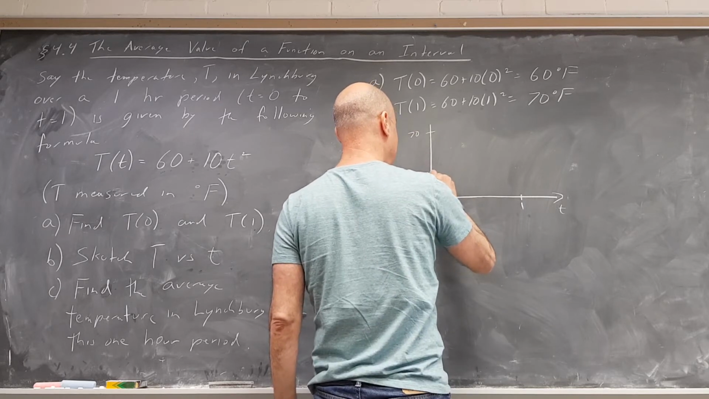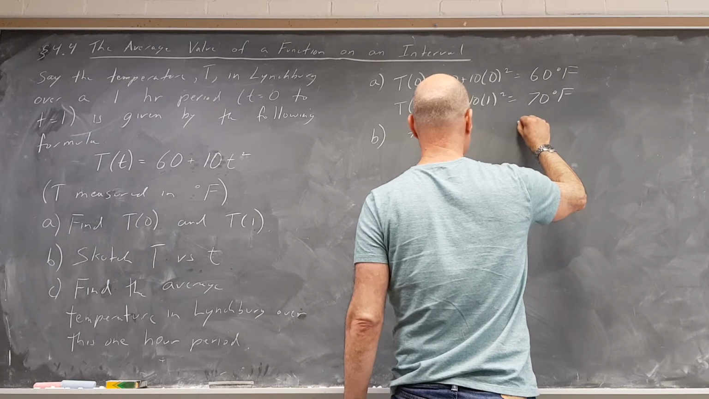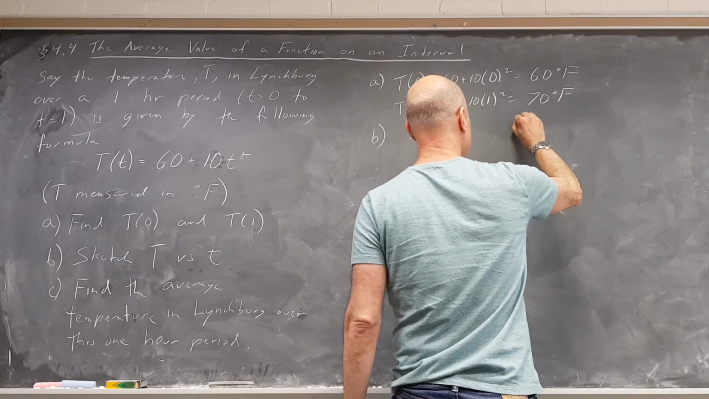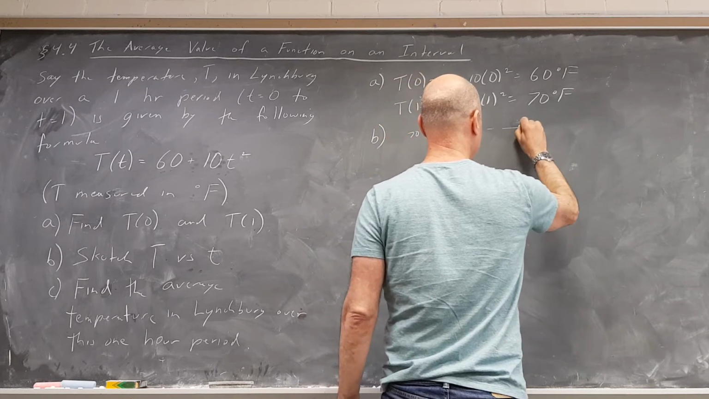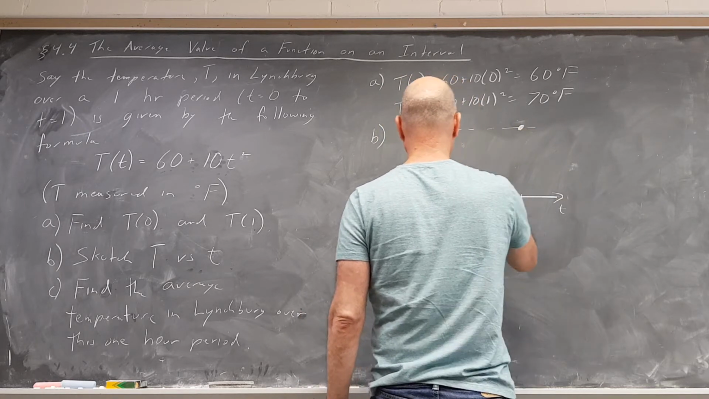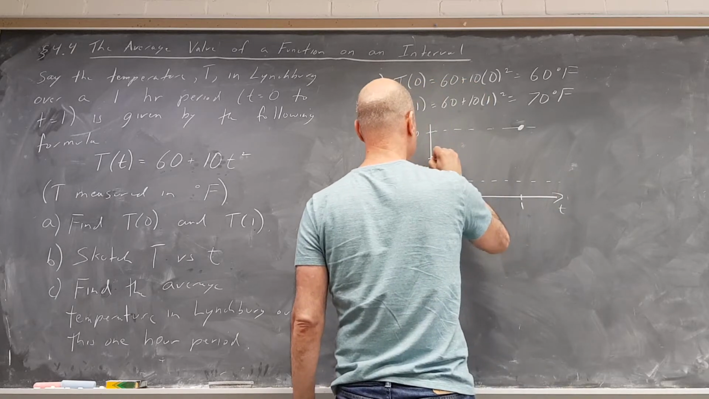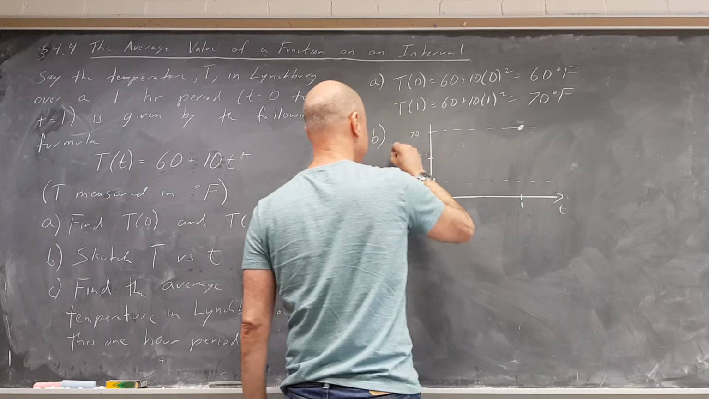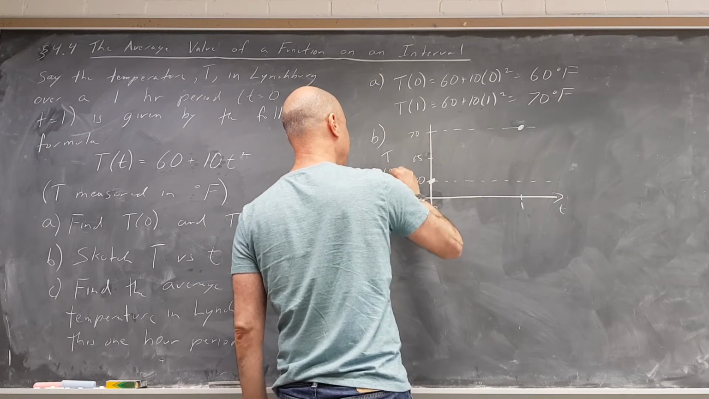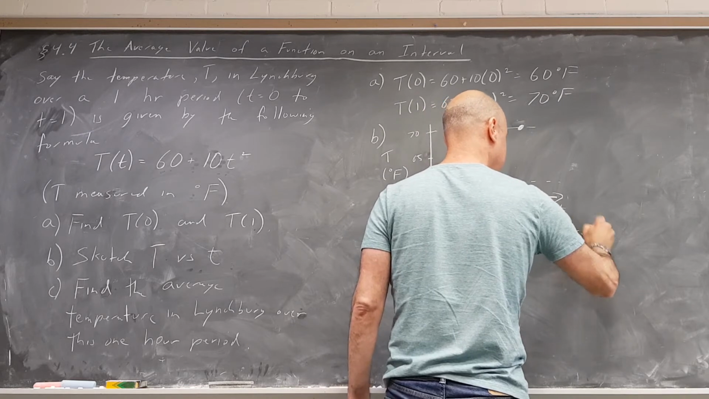And I know that at time 0, I'm at 60 degrees. At time 1, I'm at 70 degrees. Let me just dot in a horizontal line here. There we go. I'll dot in a horizontal line here. And 65, of course, is right in the middle. So this is temperature in degrees Fahrenheit. This is time in hours.